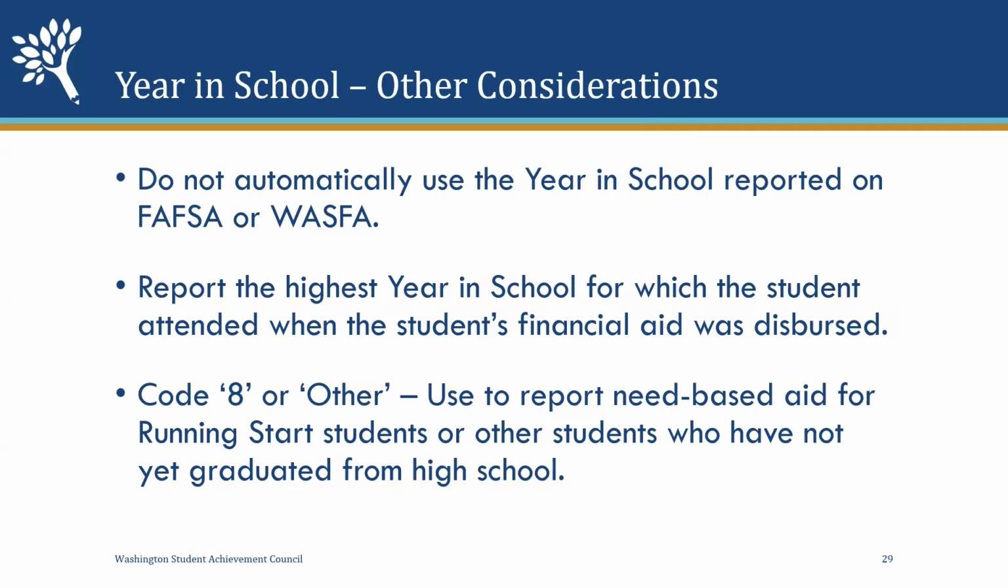So if they make a change from senior to grad student, you'll want to report them as a grad student, even though it's a little confusing in terms of Washington College Grant. As I said, Code 8 or other is used to report need-based aid for Running Start or other students who've not yet graduated from high school.